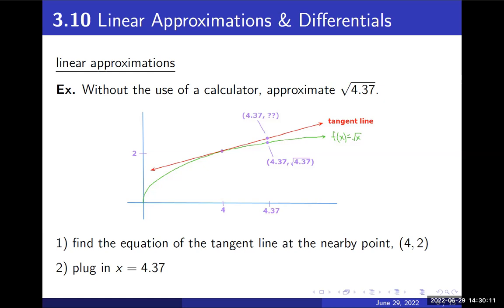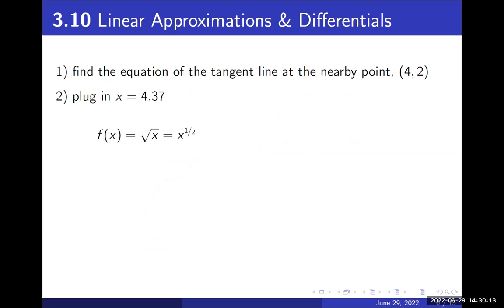Okay, let's go for it. Again, there's our strategy. We're going to take f of x to equal square root x. Let's think of that as x to the 1/2 power. In order to get the equation of the tangent line at (4, 2), the first thing we need, of course, is a derivative. So there's our f prime of x, 1/2 x to the negative 1/2.